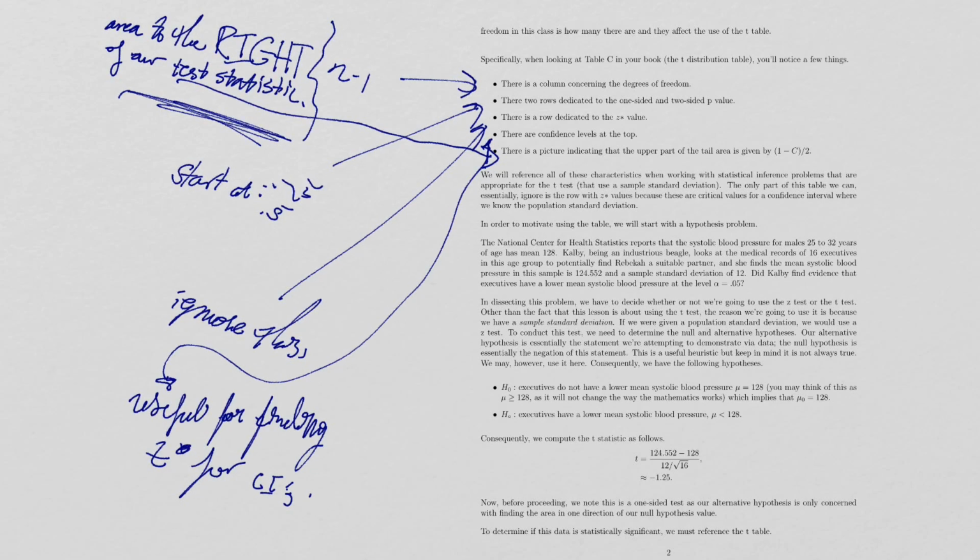So we're going to end up using all these characteristics sans the z star value when we're working with any instance of a t-distribution. Okay. So let's get started on an example.